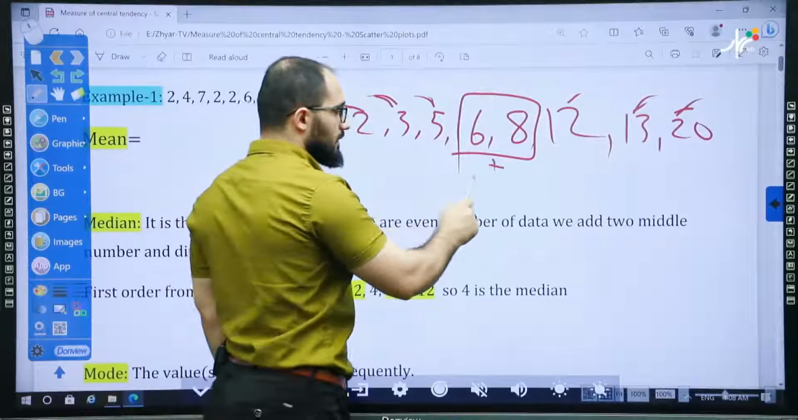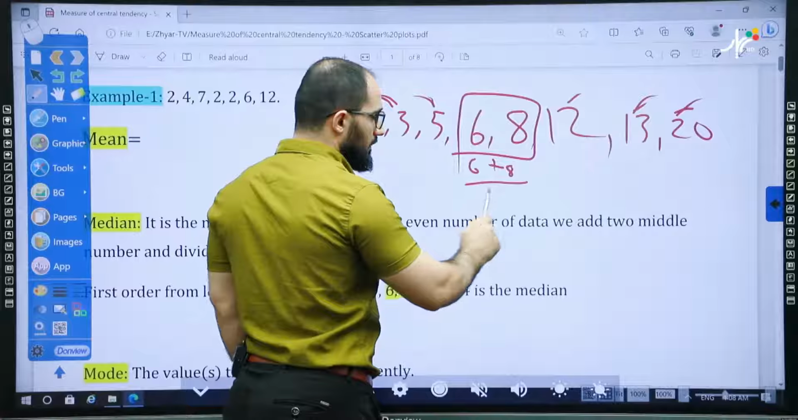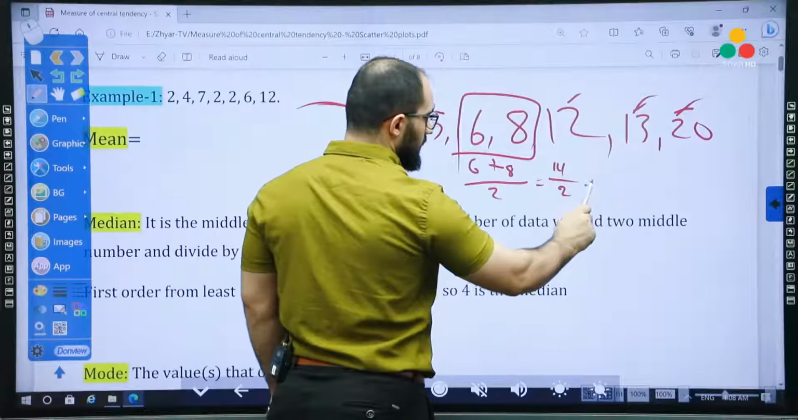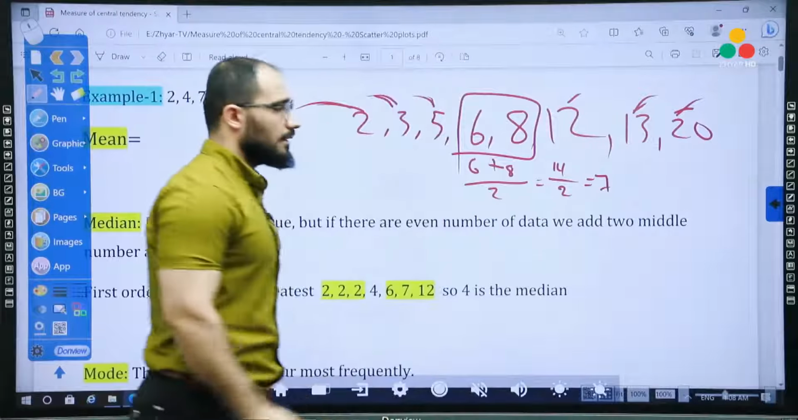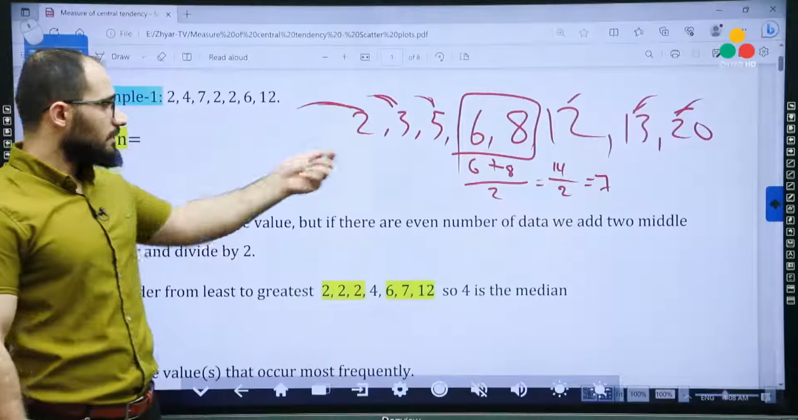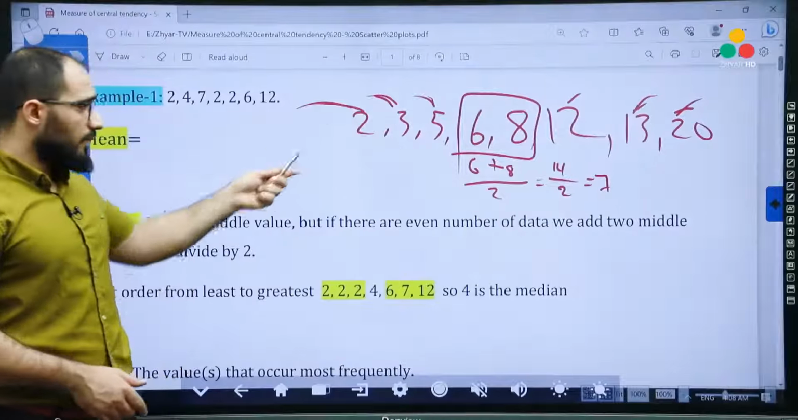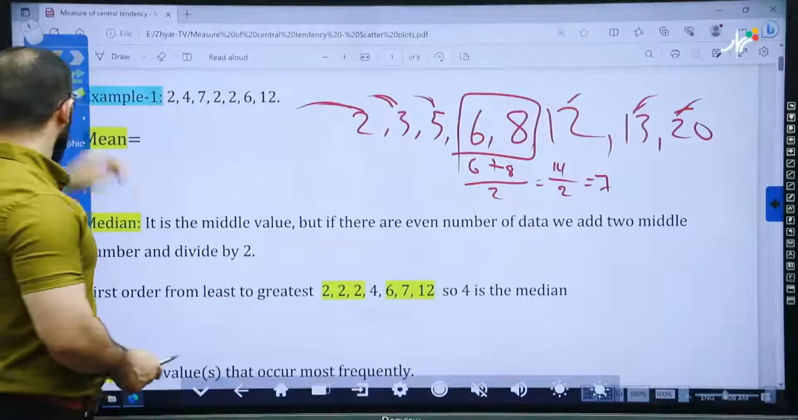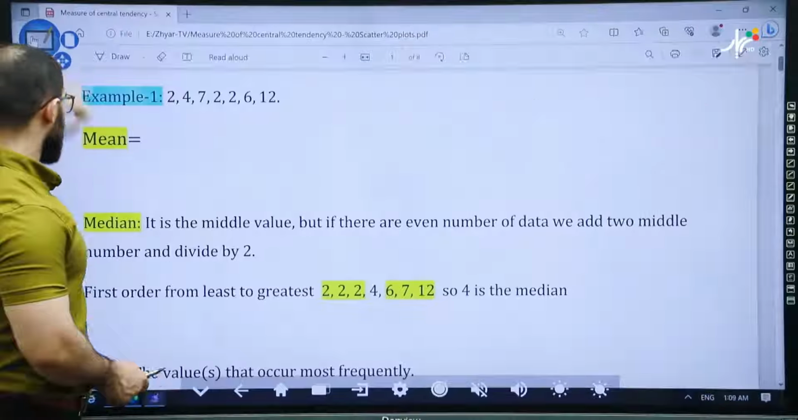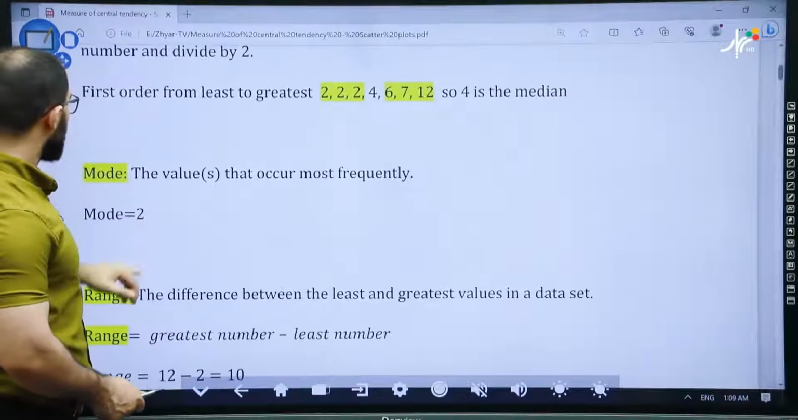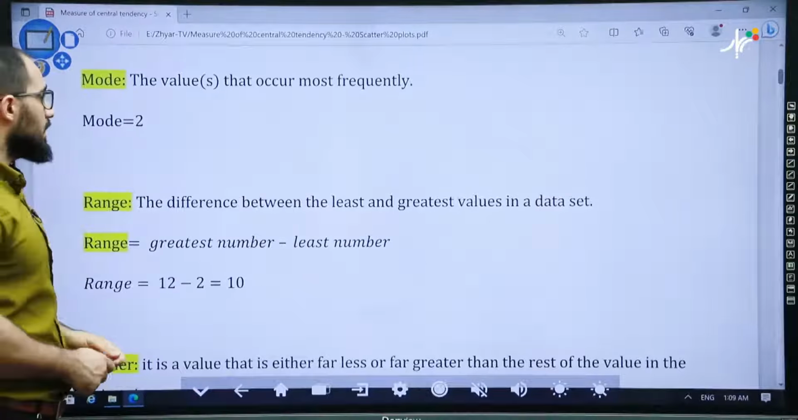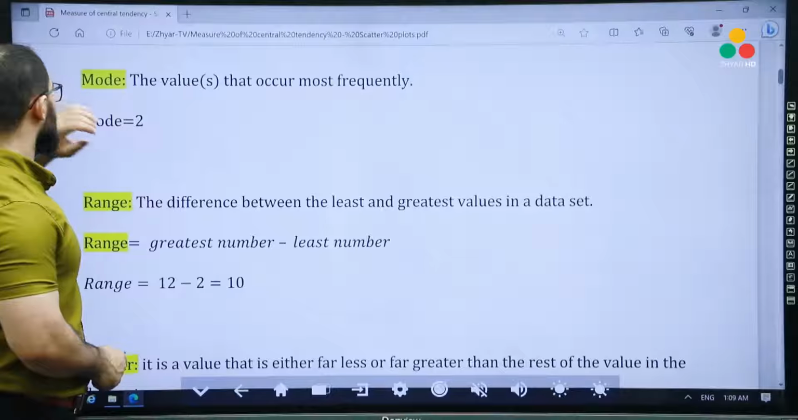Add them up, 6 plus 8, then divided by 2. 6 plus 8 is 14, divided by 2 is equal to 7. If you have an even number of data, we add them, then divide by 2. This is about median.